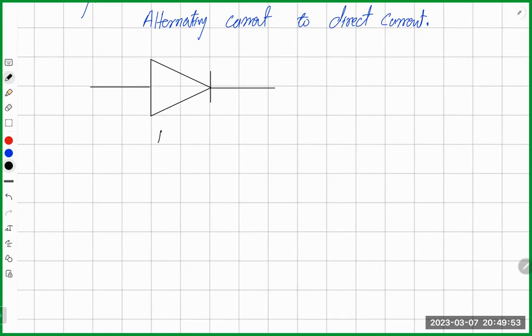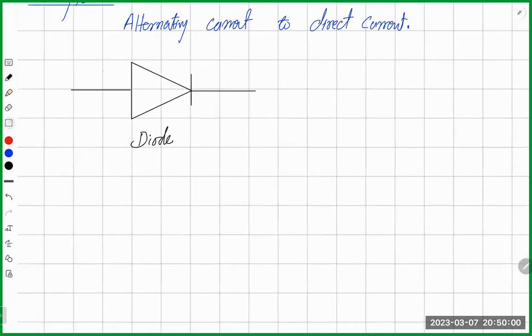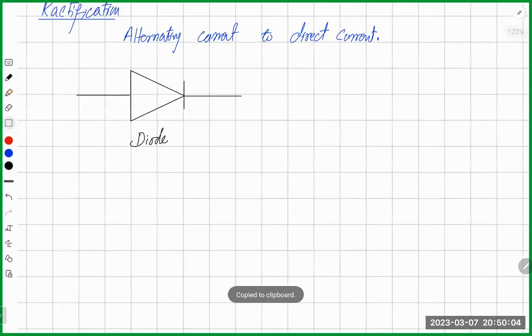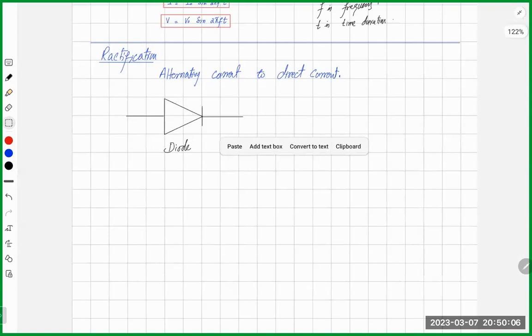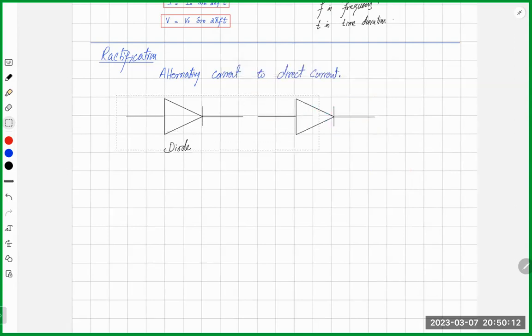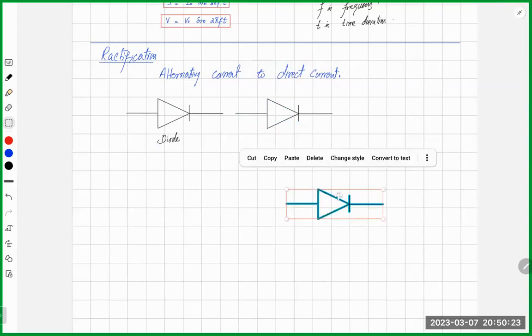This is a diode. It only allows current in one direction. If you look at the shape of this symbol, it will look very much like an arrow. And these arrows are pointing towards the right? Yes.